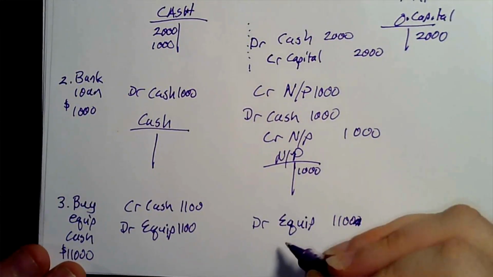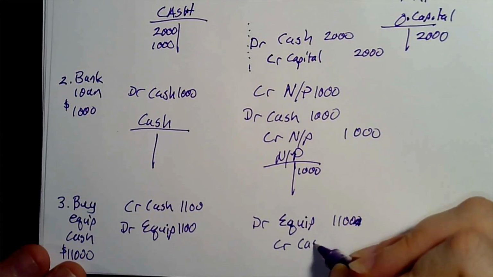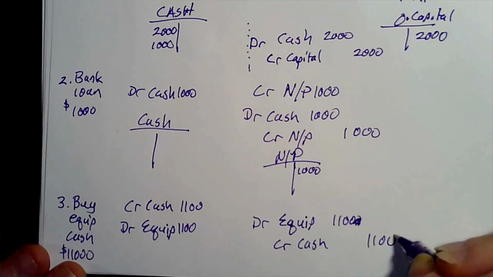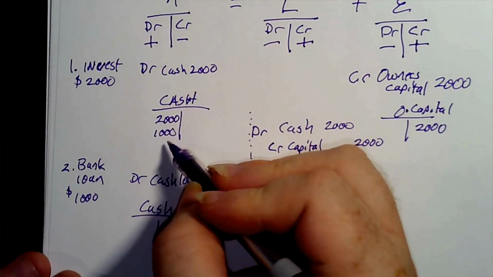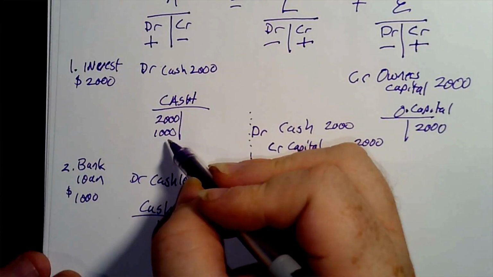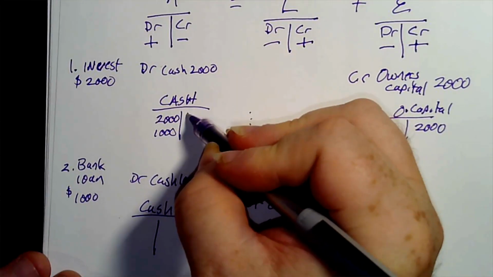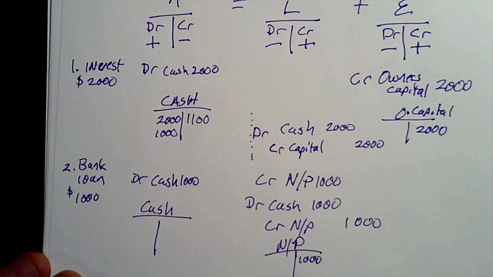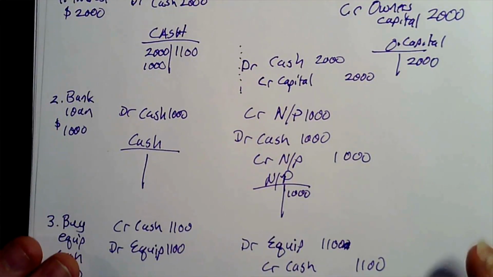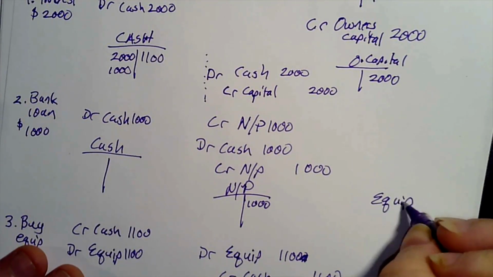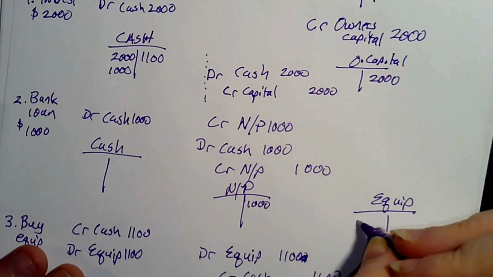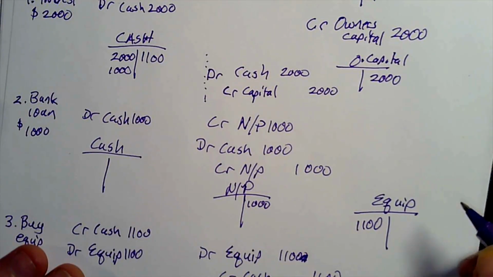Oops, not that extra one. Credit to cash, $1,100. If I were to enter that into my T account, I had an increase of 2,000 because of the investment, increase of loan for 1,000, and then on the credit side, I would write this would be a decrease to cash. If I had an equipment T account, it would be an asset, and it would be an increase of 1,100.